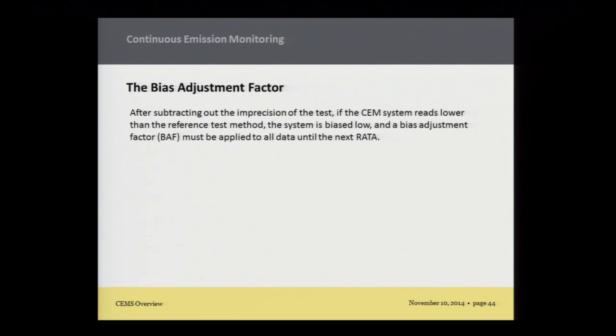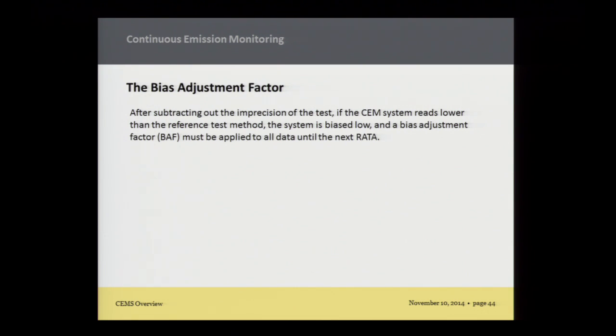So after subtracting out the imprecision of the test, if the CEMS system reads lower than the reference test method, the system is biased low, and a bias adjustment factor must be applied to all data until the next RADA. So that's just a pull from Part 75 about what you've got to do. So then does that mean you've got a set of Part 60 data and a set of Part 75 data now? No, so typically you're going to be applicable to one or the other. One source is not typically going to be applicable to both. You're either going to be a Part 60 source or you're going to be a Part 75 source.